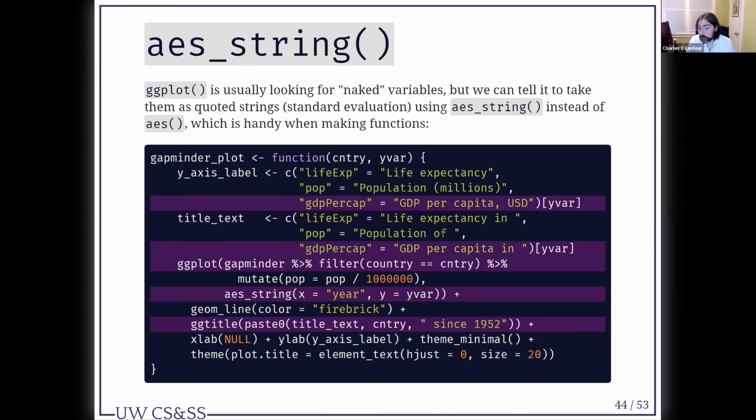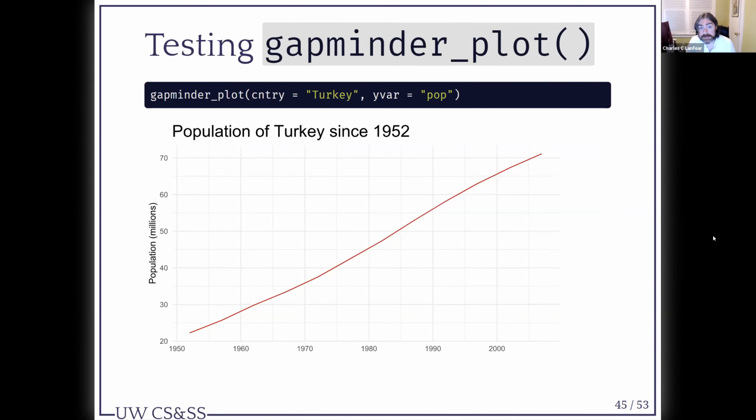So for this, we've had to write a lot of stuff inside the function. This is an example of doing a lot of work up front to save us a lot of labor later. Because now I can say things like this: gapminder plot, country is Turkey, y variable is population, and it just says population of Turkey since 1952, population in millions. So now we have a template. I can give it any country in the gapminder data, any variable as a y-axis variable.